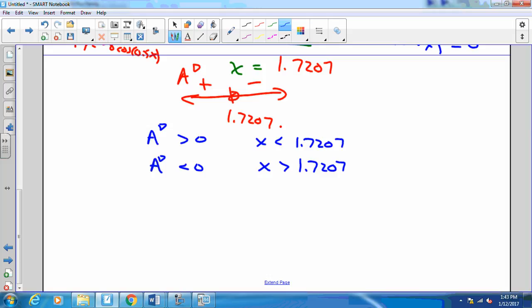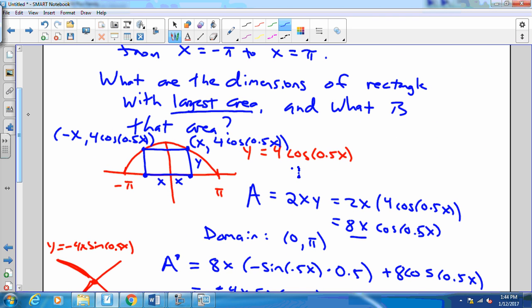Good. And that's the reading of the number line. So now you want to draw your conclusion that x is 1.7207. Now we need to make sure we've answered the question, because the question was not what is x. The question was what are the dimensions of that rectangle, and what is its area.